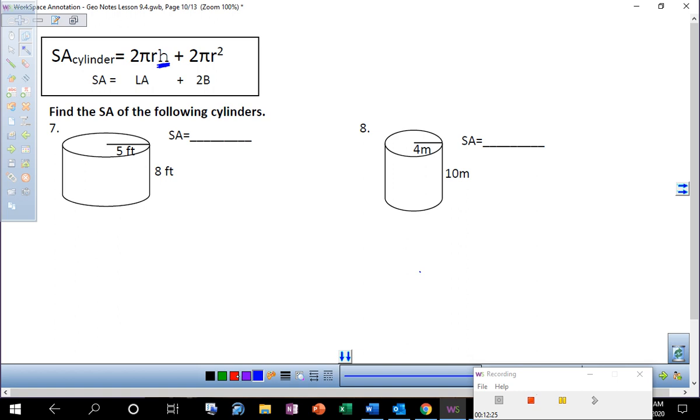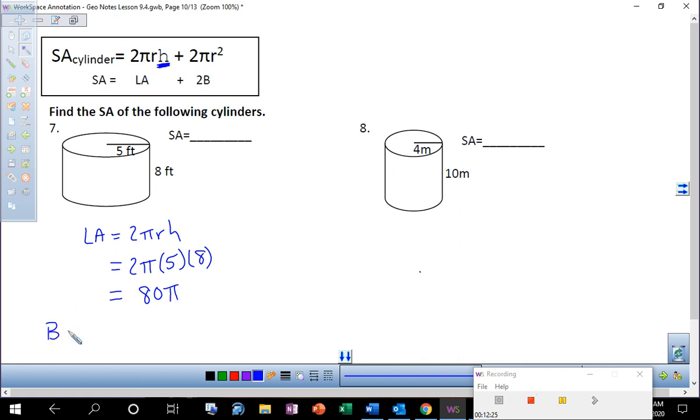Alright, so on number 7, I'm going to start with my lateral area portion, 2 pi RH. So 2 pi, my r is 5, my radius is 5, and then my height is 8. If I multiply everything together and leave it in terms of pi, 2 times 5 is 10, times 8 is 80 pi for my lateral area.